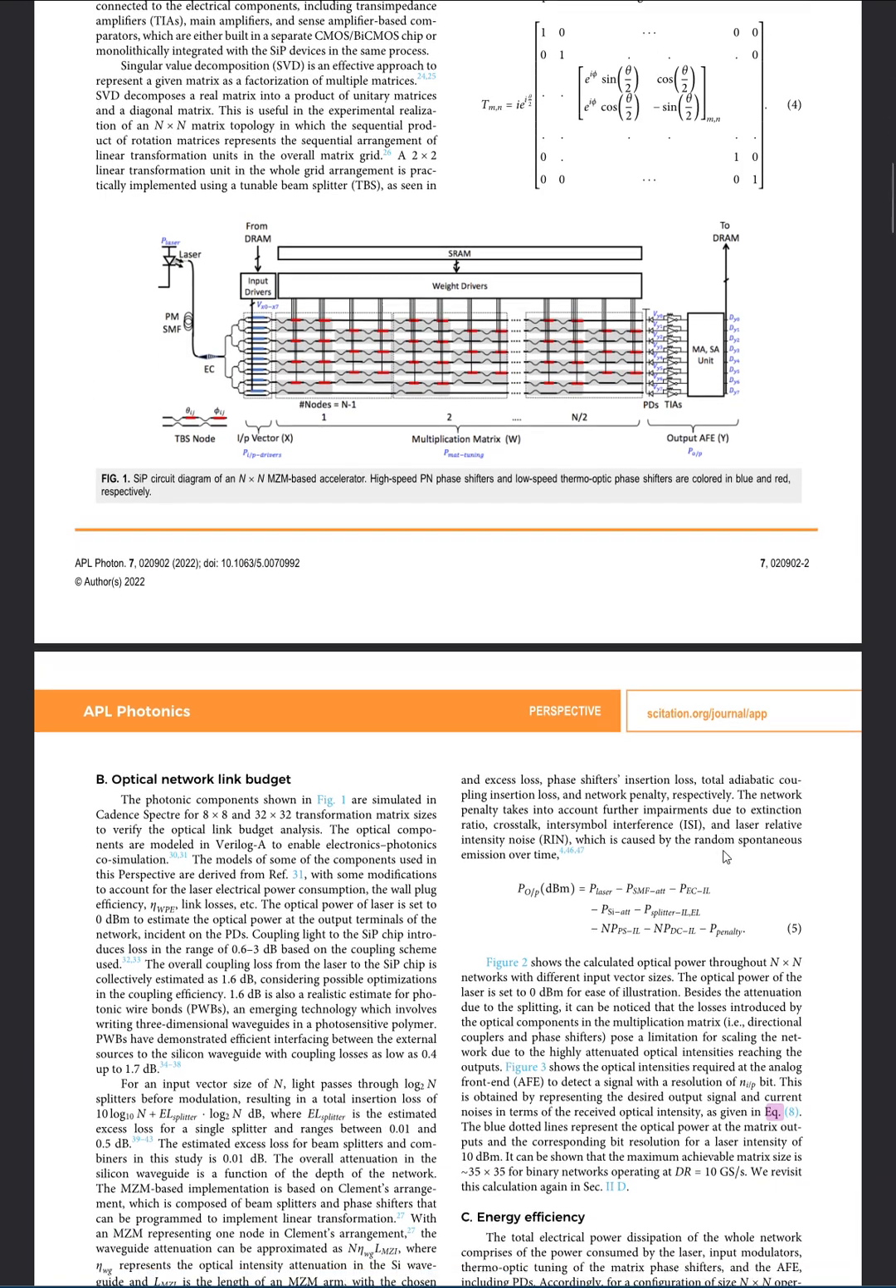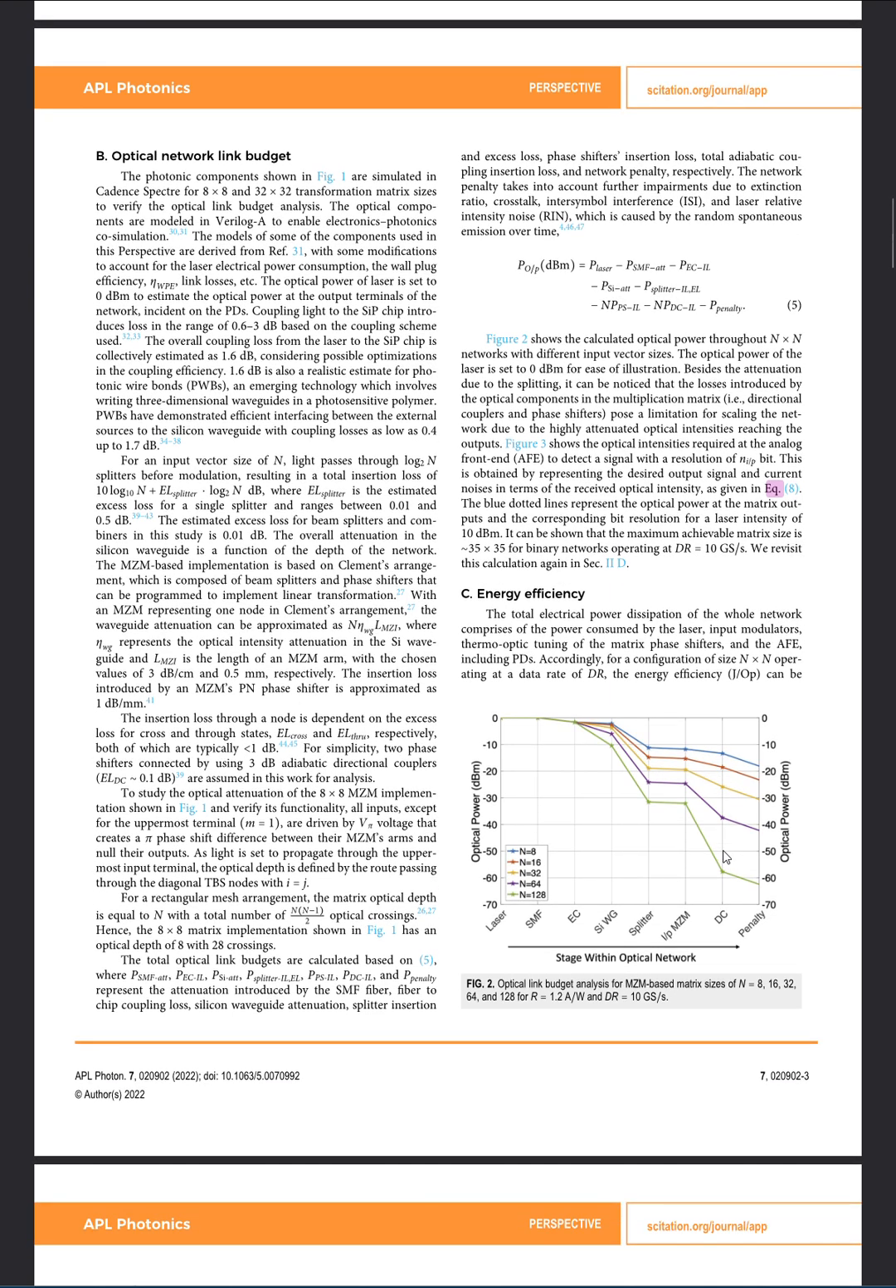Moving on to Section B, the optical network budget. Photonic components were simulated in Cadence Spectre for 8x8 and 32x32 transformation matrix sizes. This was done to verify optical link budget analysis. The optical power of the laser was set to 0 decibels. This was done for estimating the power at the output terminals. Coupling loss into the silicon photonic chip introduced about 0.6 to 3 decibels of loss for the current coupling scheme used in this paper. Overall coupling loss from the laser to the silicon photonic is estimated at 1.6 decibels.